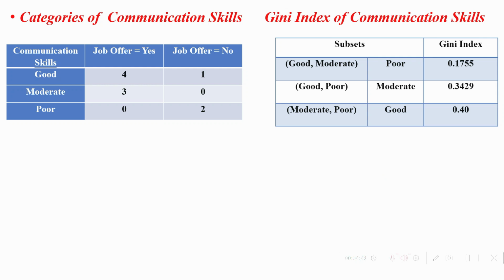Now we find the Gini index for all the possibilities. Here this is subset 1, and that is subset 2. After finding the Gini index values for all the possible subsets, 0.1755 is the smallest value compared to all three possibilities. So communication skills is going to be split into two categories, subset 1 and subset 2. Here good and moderate form one subset, one class, and poor becomes the other class. Like that we are going to split the data into two parts.